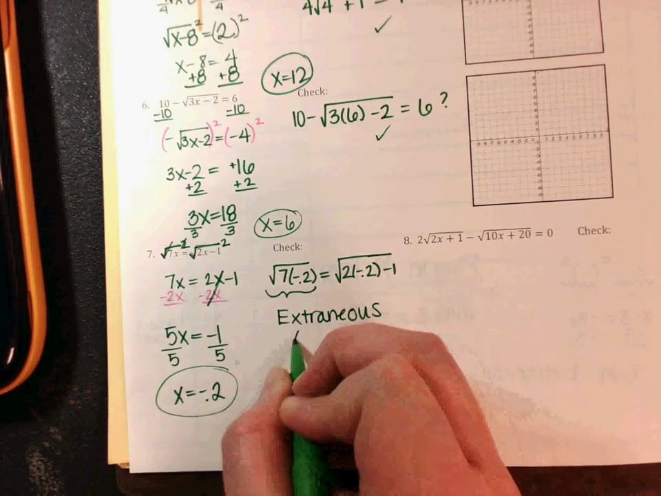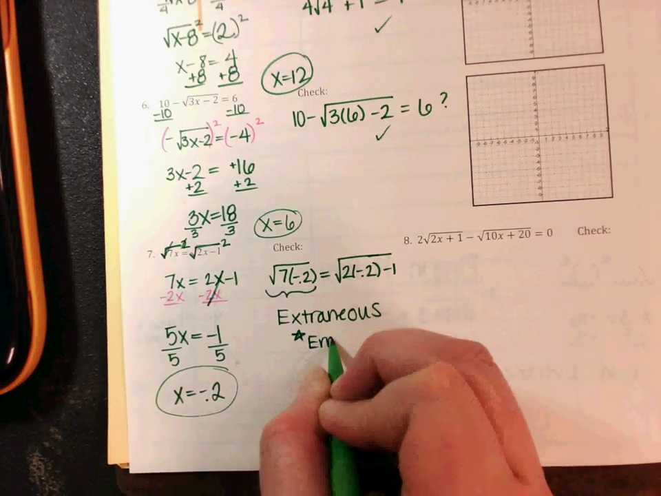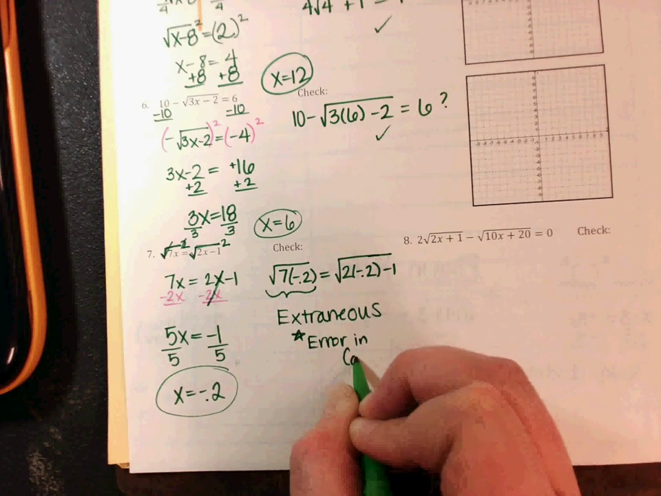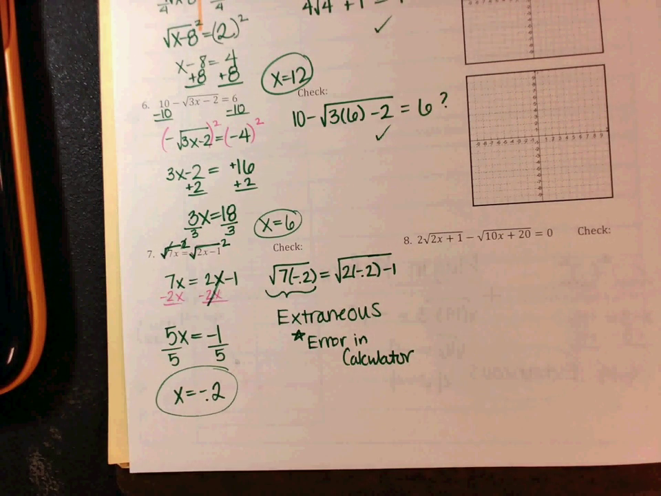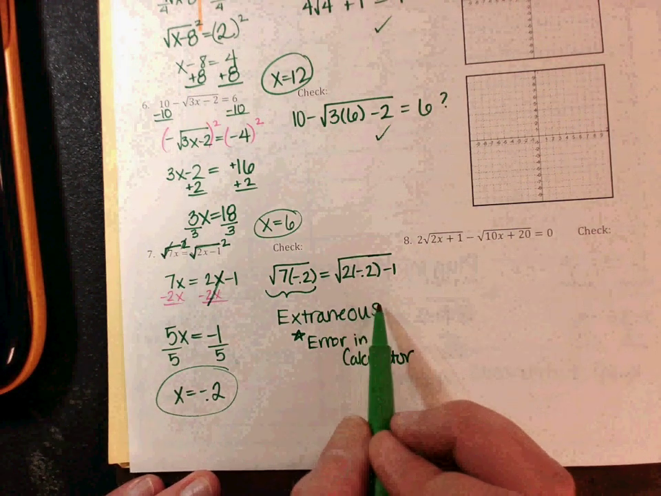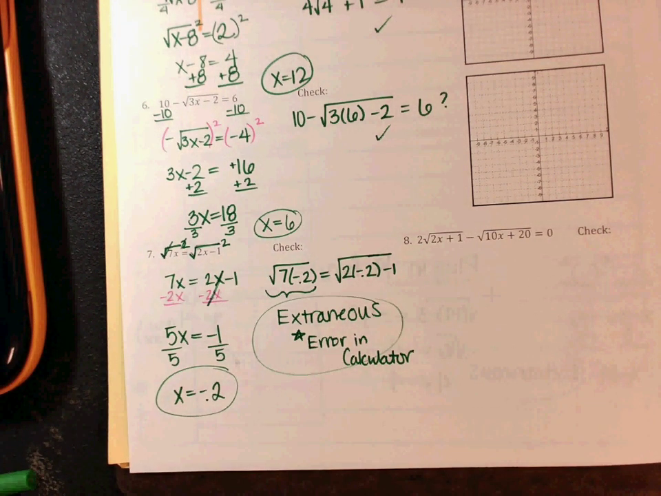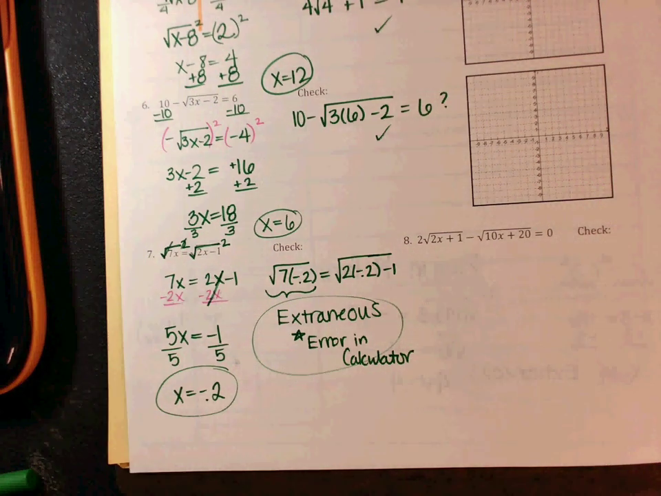Then I'm going to put a little star and say error in calculator. If it ends up saying error, that's because you have an imaginary solution, and we're done with the imaginary numbers. I don't think that they're going to come back up the rest of the year. Alright, so what I'd like for you to do off your homework is number 9.